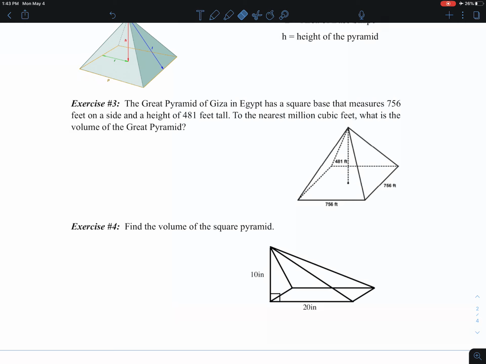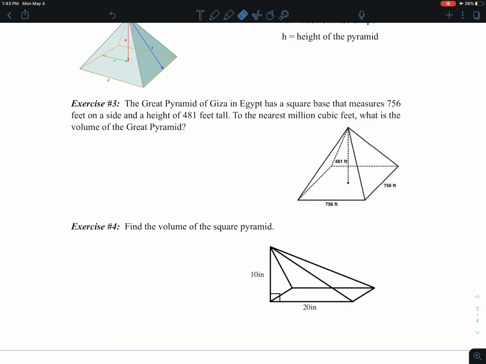So in question number 3, it says, this is a real life problem, okay? These are real measurements, so it's kind of interesting. The Great Pyramid of Giza in Egypt has a square base that measures 756 feet on a side and has a height of 481 feet tall. To the nearest million cubic feet, what is the volume of the Great Pyramid?